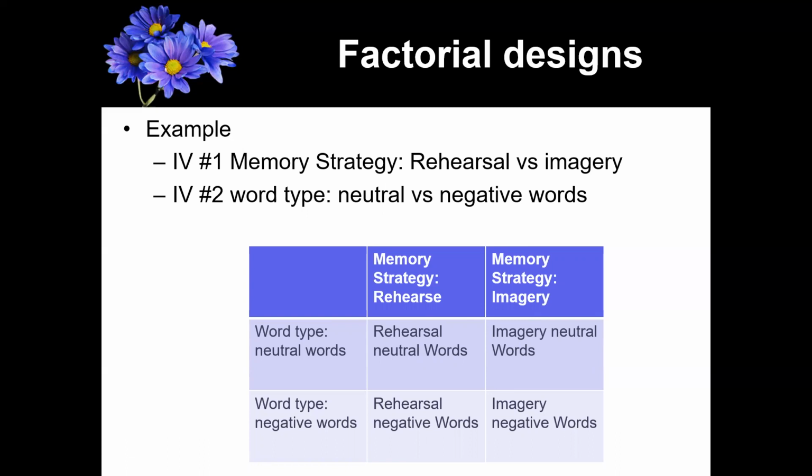Another possibility is that I could run it entirely between subjects, which would be simply that I have 4 different groups of people, each do one condition. So let's say 10 people do this, 10 people do that, 10 people do this, and 10 people do that. Simple.